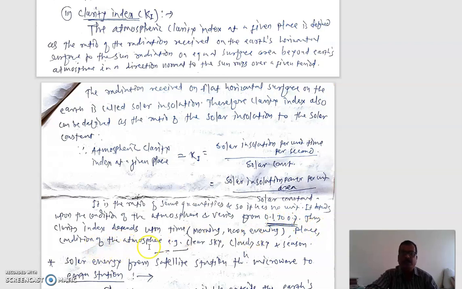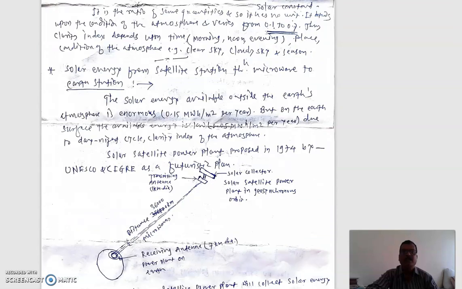Thus, clarity index depends upon time, that is morning, noon, evening, place, and condition of the atmosphere, for example clear sky, cloudy sky, and season, etc. This is about the solar constant, solar insolation, and clarity index. Okay. Then we see the next point, that is solar energy from satellite station to microwave to earth station.